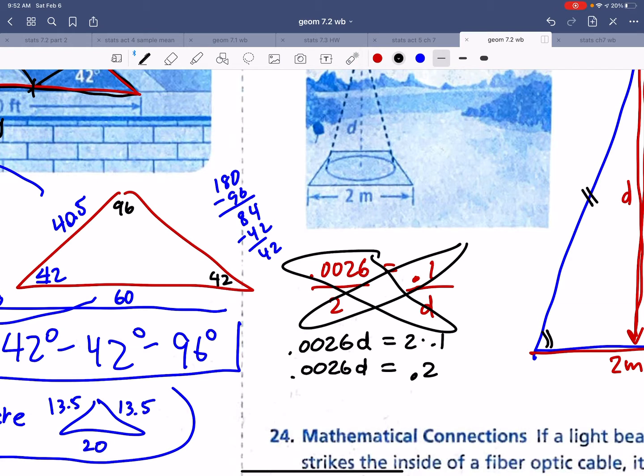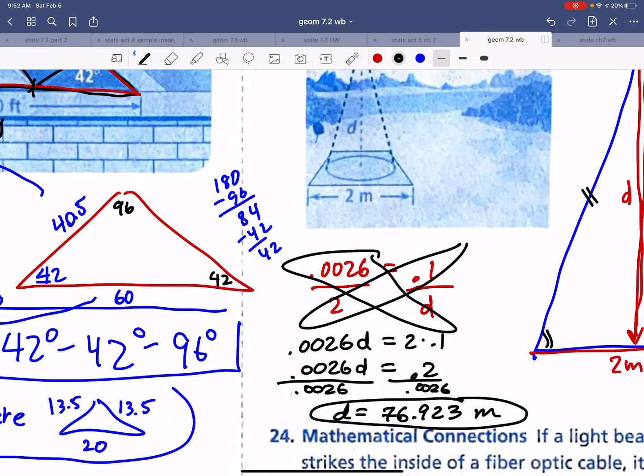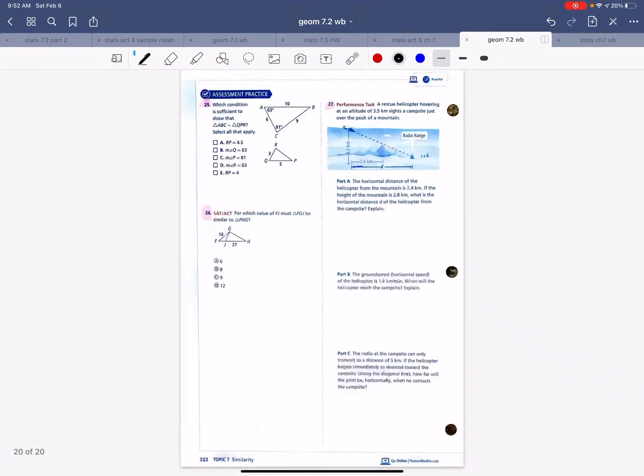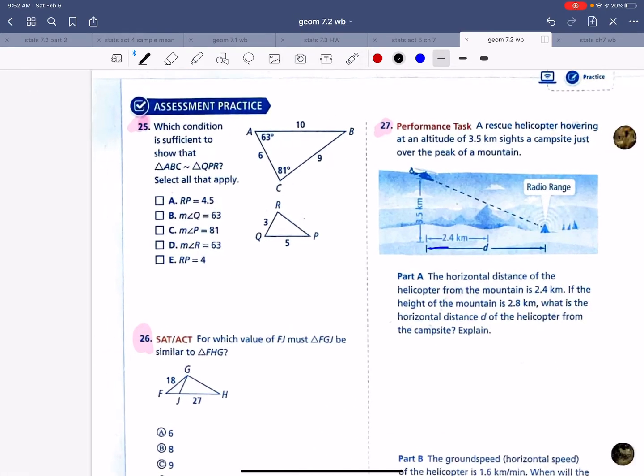So solving this, and that makes sense. It's hovering up in the air in order to be able to see that dimension. Okay. Last group of 3. Yep, let's finish this off.